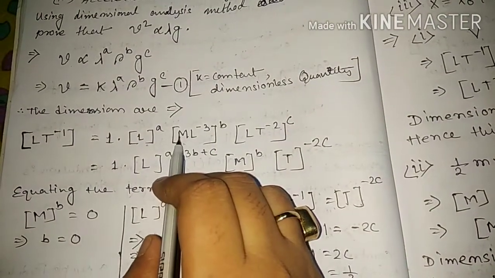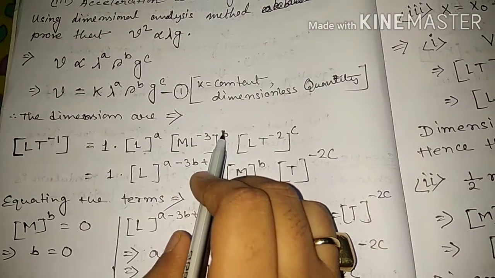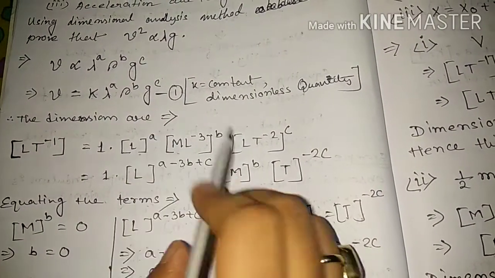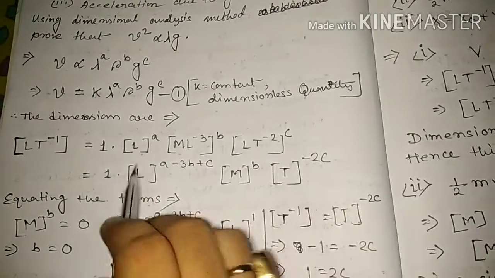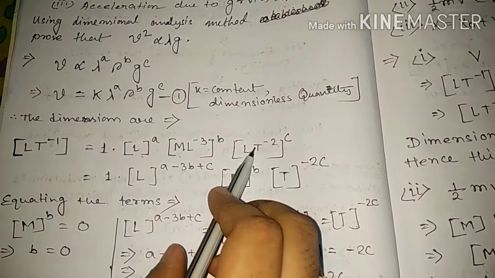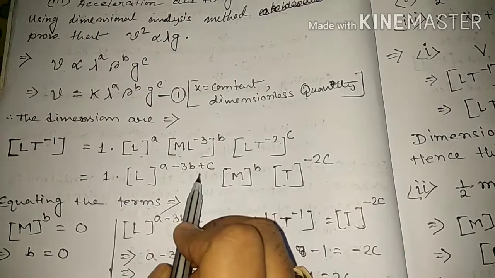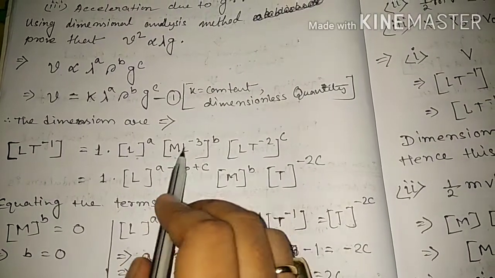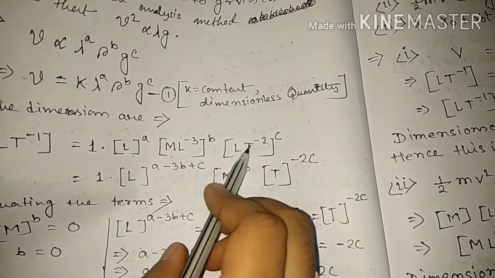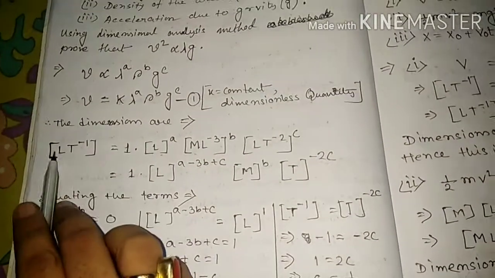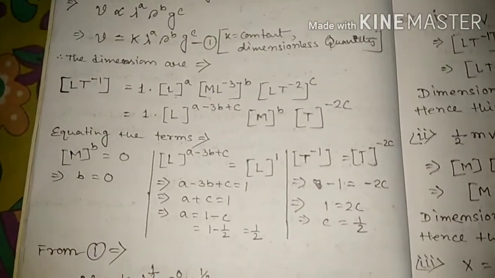Now rho is density, which means mass by volume, so m L to the power minus 3, to the power b. And g is the acceleration due to gravity, that is L t to the power minus 2, to the power c. Now we simplify this. We have 3 L terms, that means L to the power a minus 3b plus c. For m, only one term is there, so m to the power b, and t also has one term, t to the power minus 2c, and this side L t to the power minus 1. Now we equate both sides.